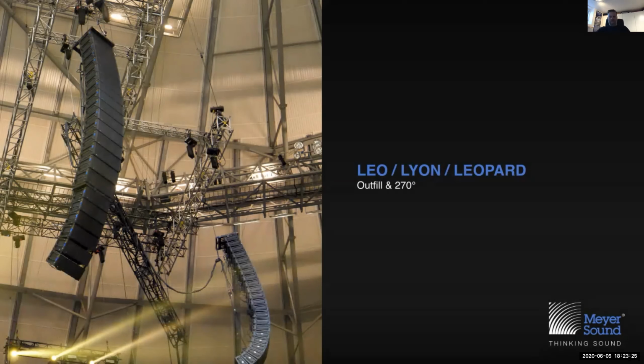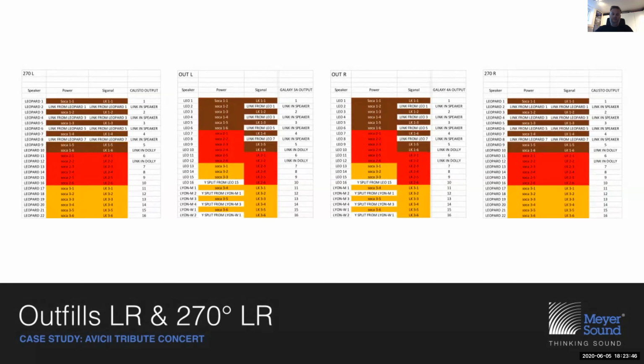Okay, can you tell us a little bit about those outfills in those 270s? The Leo outfill was a mix of Leo with underhang Lion. As you see, six underhang Lion, and that's a mix of M and W Lion. And you have the 270, which is the Leopard system that consists of 22 Leopards for each hang. Wow. So quite a big Leopard hang. Only 22. I think it's the maximum. I've never seen a bigger Leopard array before. But it sounded really good, the Leopard array. To be frank, almost all our hangs were the maximum amount of boxes. For me, everything was great, but the Leopard was really impressive. It packs a punch.